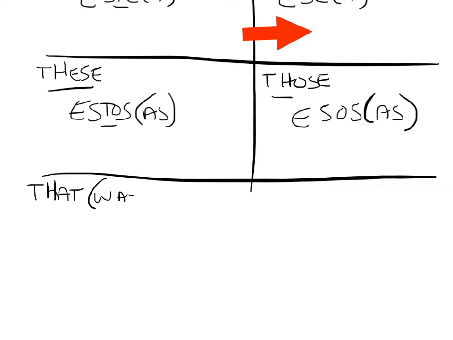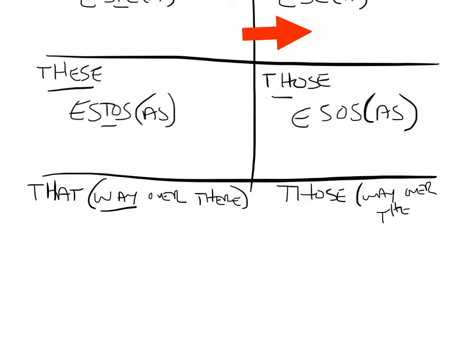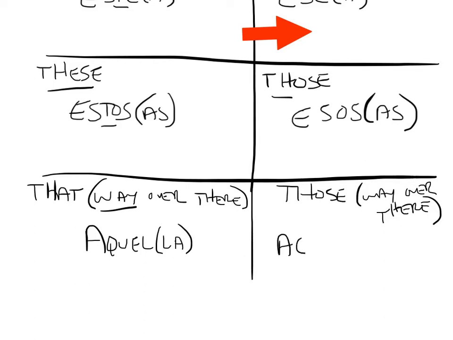So I'll put that way over there, and those way over there. And the word that we use for that in Spanish is aquel or aquella, and aquellos or aquellas.